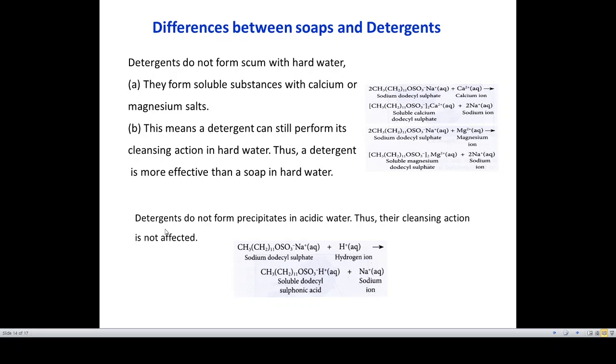Similarly, this detergent can also be used in acidic water because there is no formation of an insoluble compound, which we have seen in the case of soap. For example, when I take the detergent sodium dodecyl sulfate in acidic water, it results in the formation of soluble dodecyl sulfonic acid, and hence its effectiveness is not affected. So, a detergent can be used in hard water as well as in acidic water.